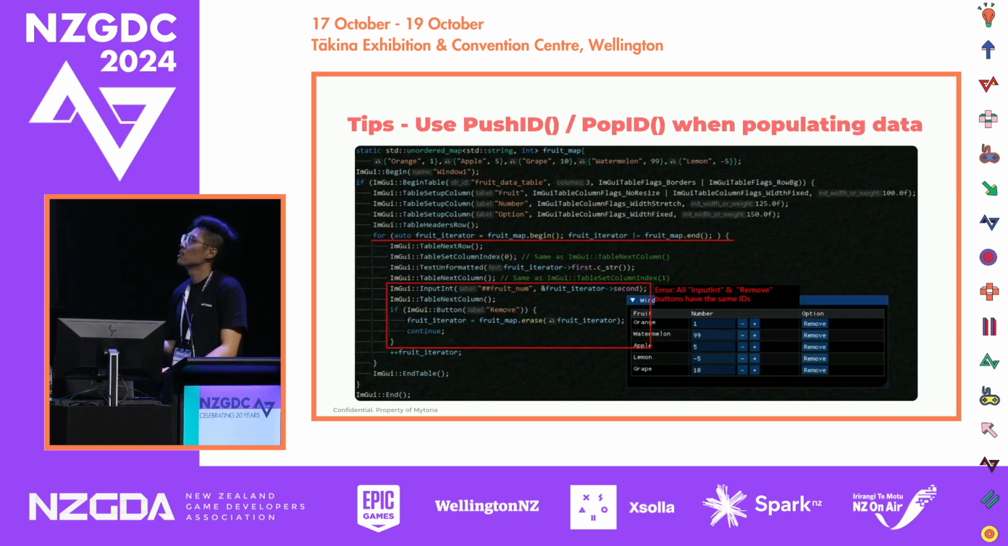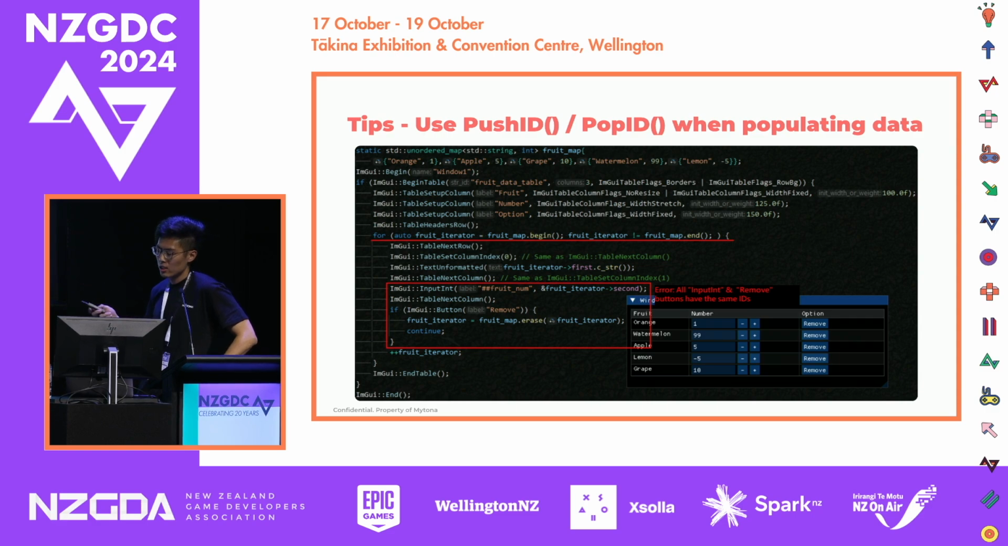Use PushID/PopID, because when you're populating data into a container, for example a table, you might encounter a problem where IDs are conflicting. For example here, I didn't use PushID/PopID. So the problem here is that the remove button for each row will have the same ID, so interacting with one will give you wrong behavior. So wrap it in PushID/PopID and give it a unique string, and you will fix it.